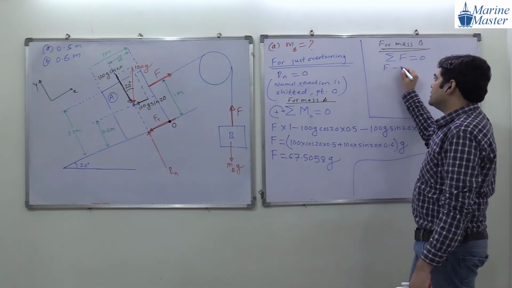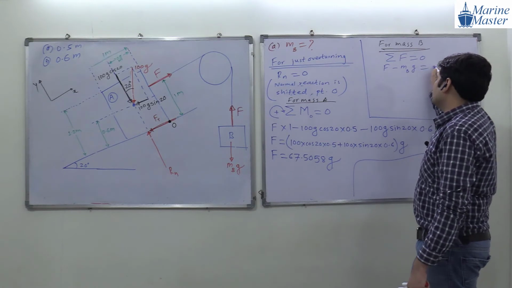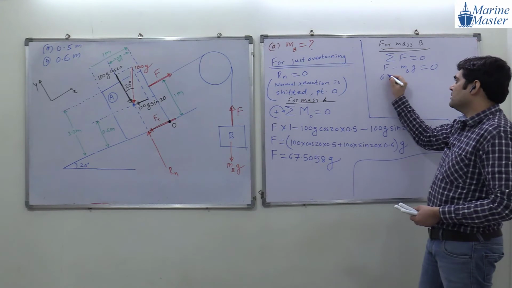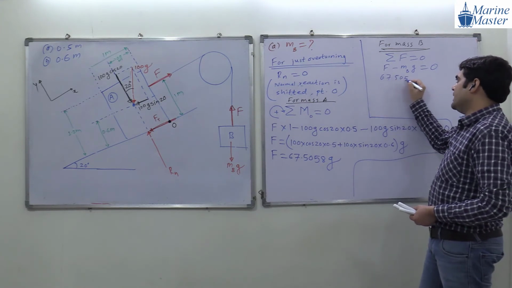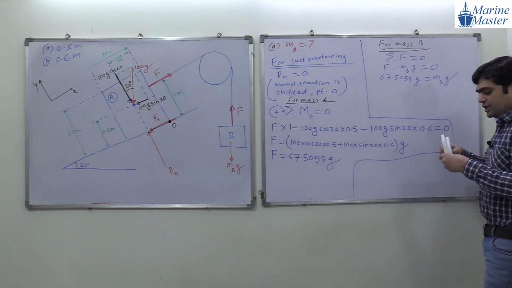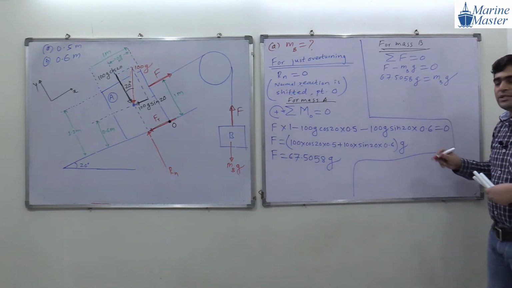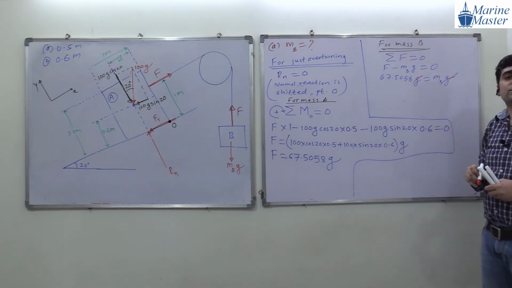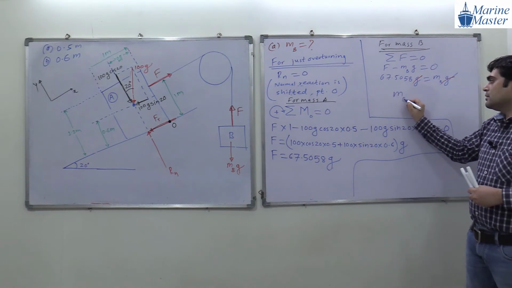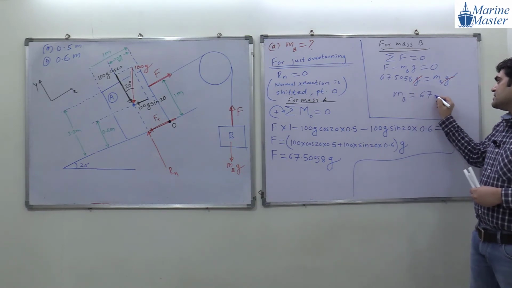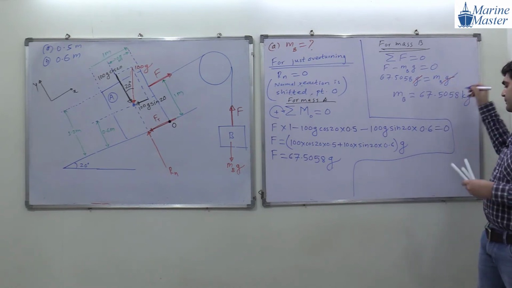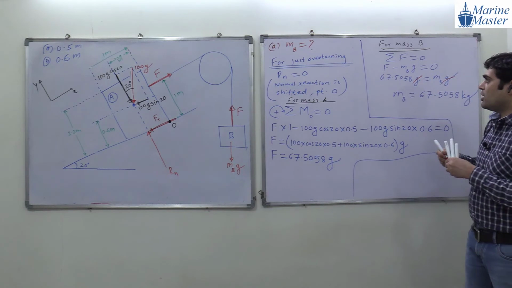We will take F positive minus mB into G equal to 0. What is the value of F we calculated? 67.5058 G is equal to mass of B into G. So what will happen with G, guys? G will cancel out. And what will be the mass of B, guys? 67.508 kilogram. Okay, in kg. So this is our answer for B.